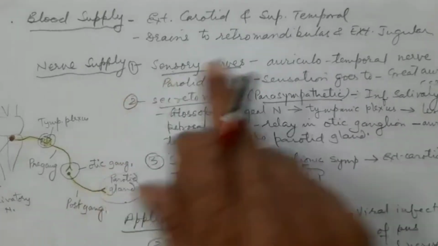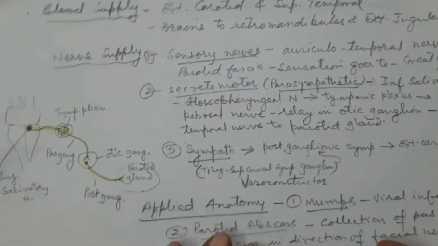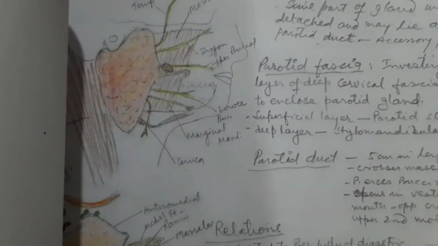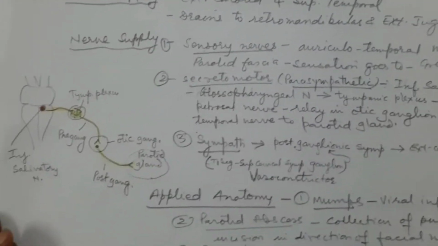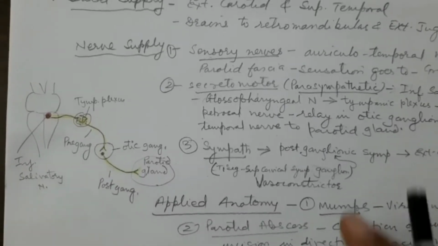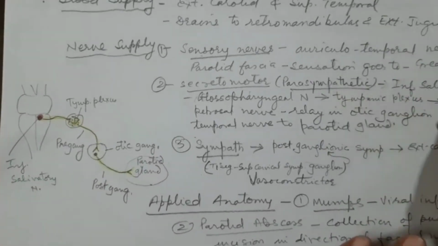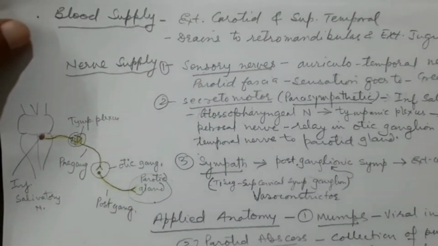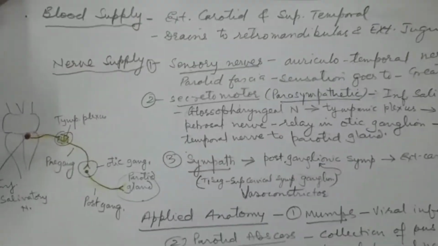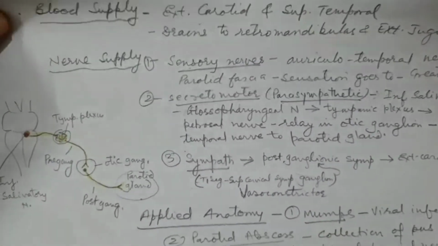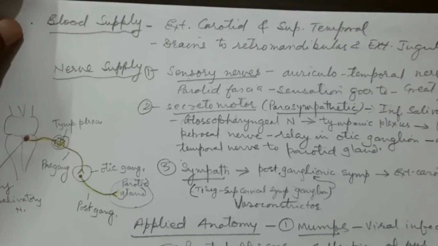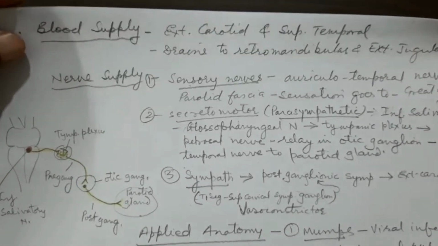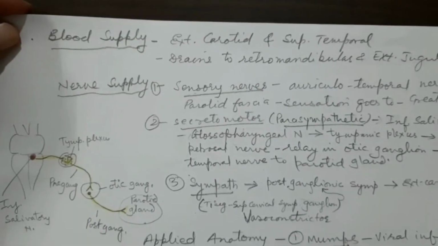Now the blood supply is from the external carotid and superficial temporal arteries. As they traverse or lie close to the parotid gland, they will supply it. Arterial blood will come from these arteries, and the veins will drain to the retromandibular vein, which is within the substance of the parotid gland, and to the external jugular vein.